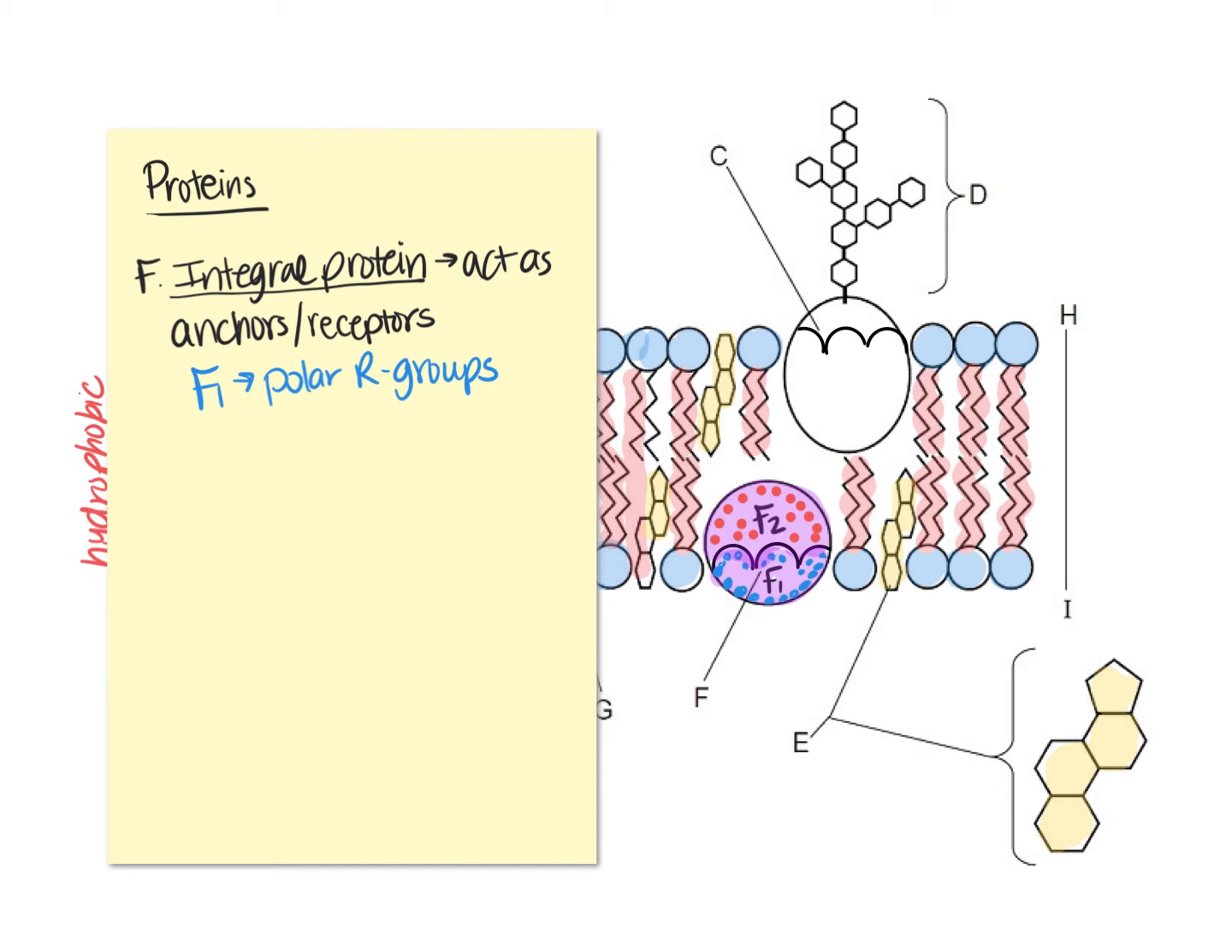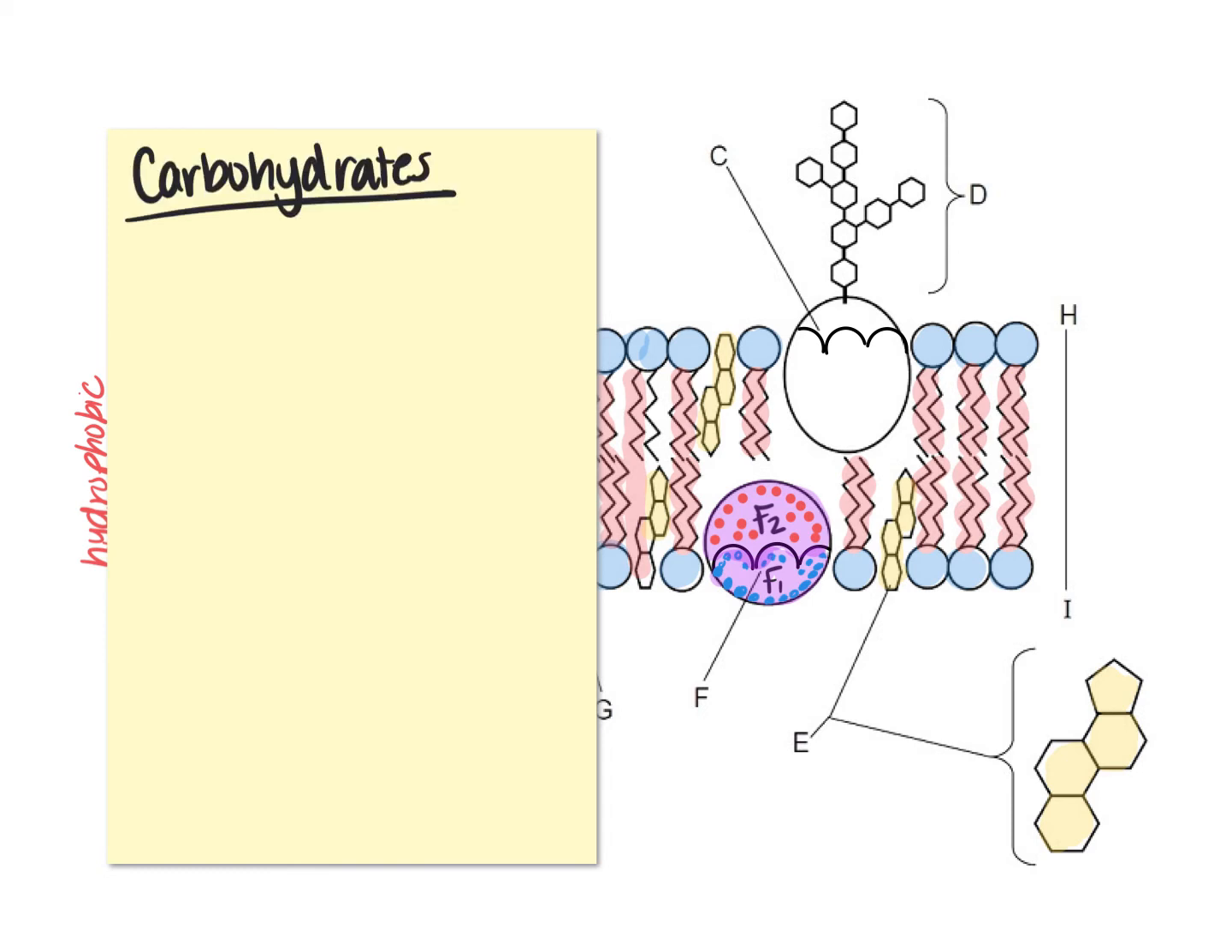So that's it for the proteins. Now we move on to the carbohydrates. And the first carbohydrate we are going to see, you'll notice, is located right here. So this carbohydrate is a special type of molecule that is known as a glycoprotein. So it's called a glycoprotein because this part up here with D, that is the carbohydrate, but the carbohydrate is attached to a protein molecule.